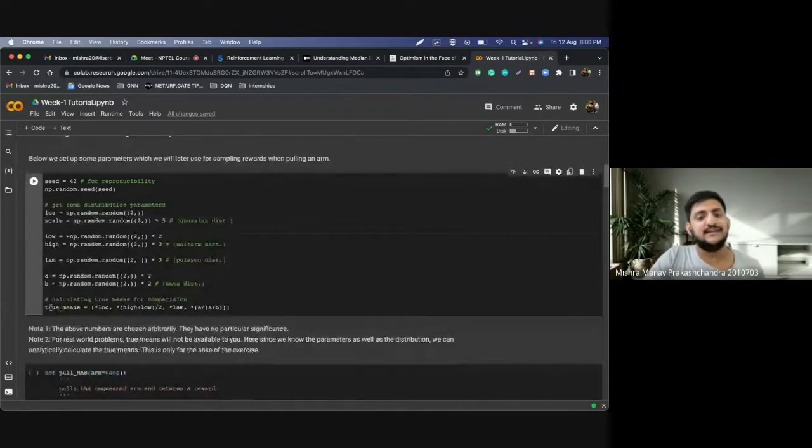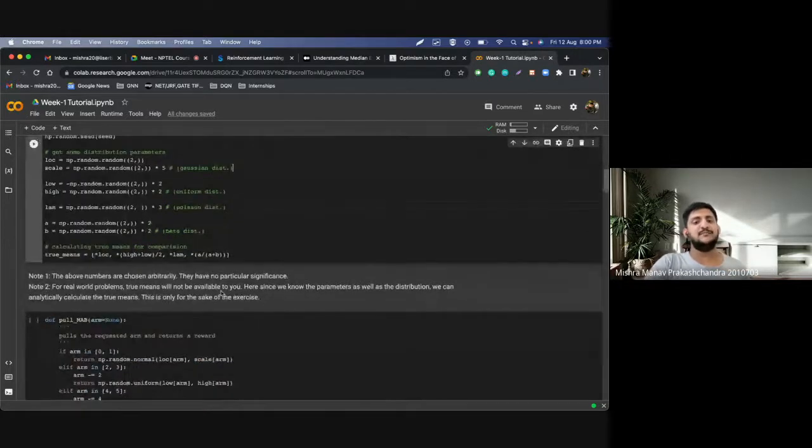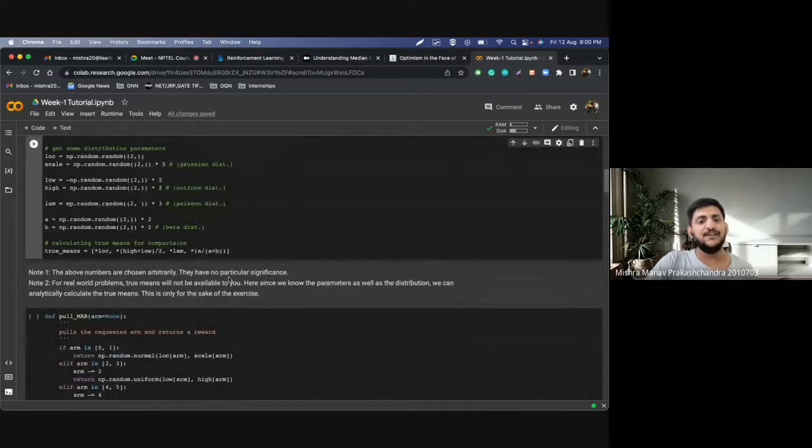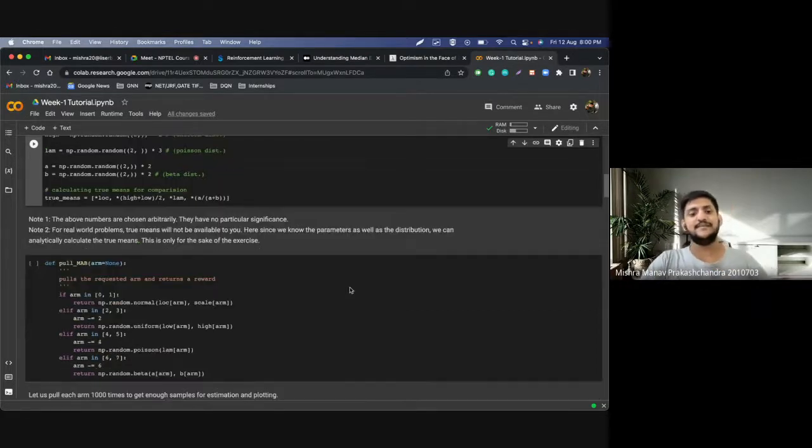The true means are calculated here for each distribution. For the Gaussian distribution, it's the mean itself. For the uniform distribution, it's high plus low divided by two. For the Poisson distribution, it's the lambda itself. And for the beta distribution, it's A by A plus B. The above numbers are chosen arbitrarily and have no particular significance. For real-world problems, the true means won't be available to you. But since we know the parameters as well as the distribution, we can analytically calculate the true means, and this is only for the sake of the exercise.